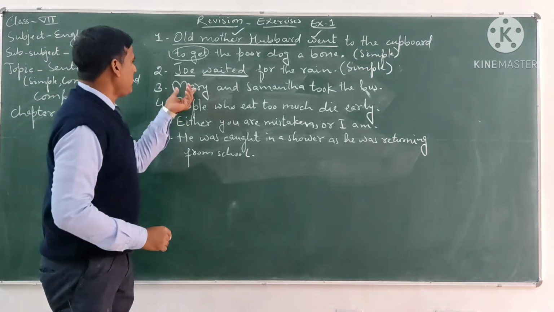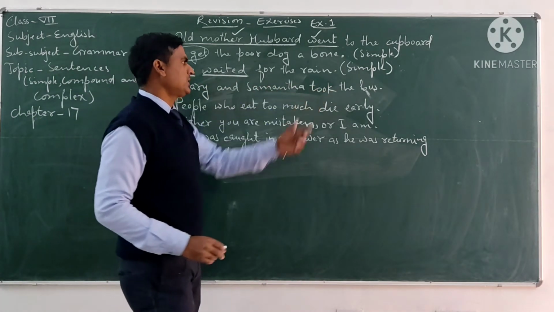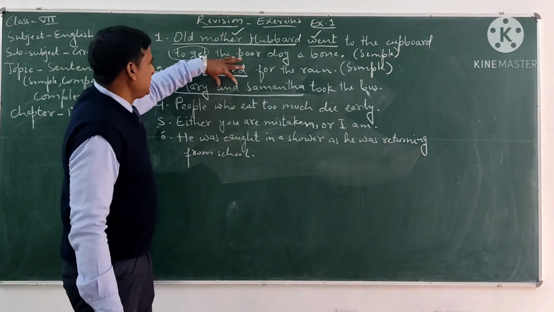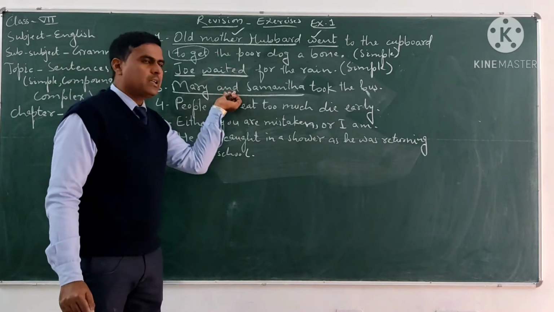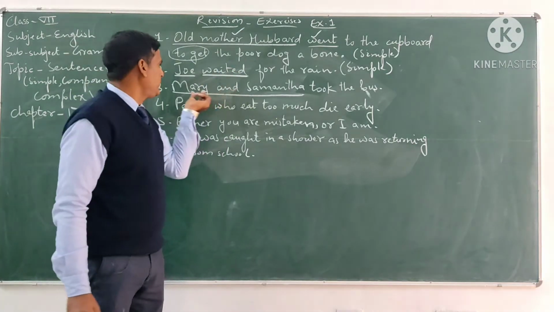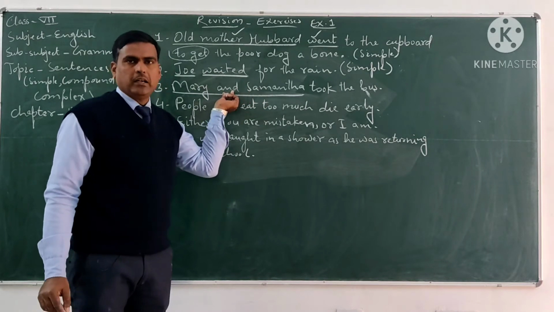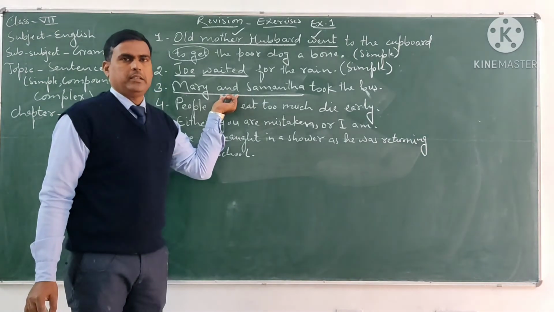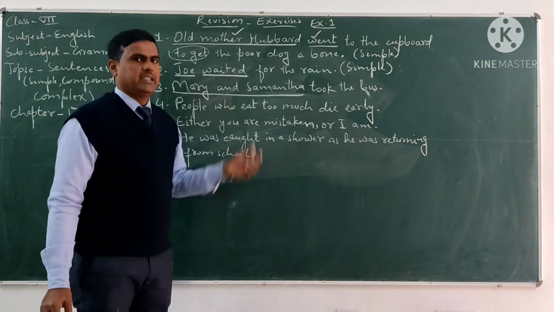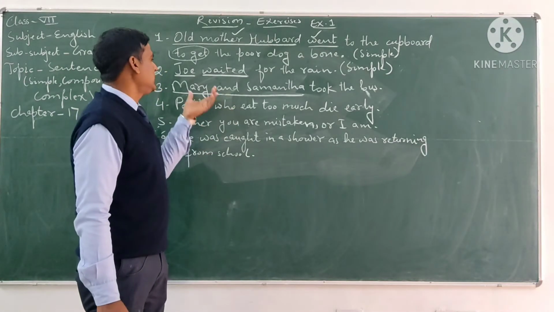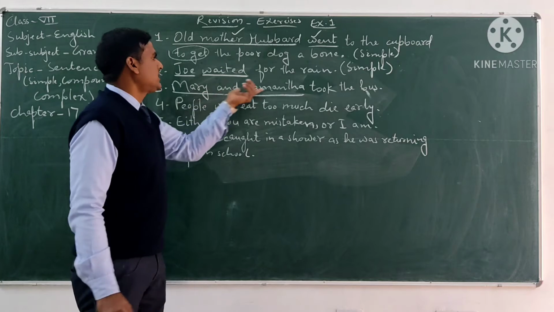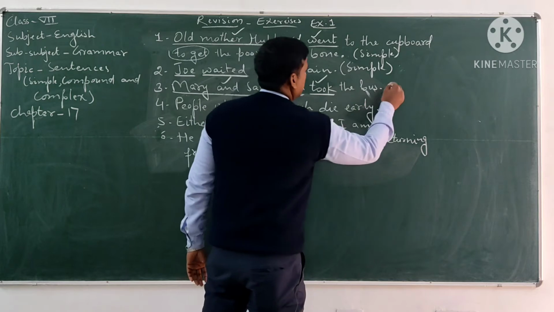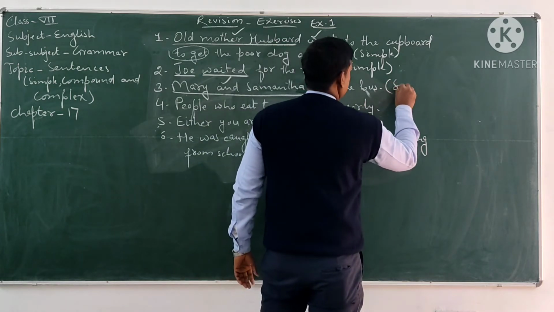Now see the next one. Mary and Samantha took the bus. Mary and Samantha is the subject. Although this subject is joined by a conjunction, these are only words, not different sentences. That's why these two words are the subject. So here is only one subject and only one finite verb. That's why this sentence is also a simple sentence.